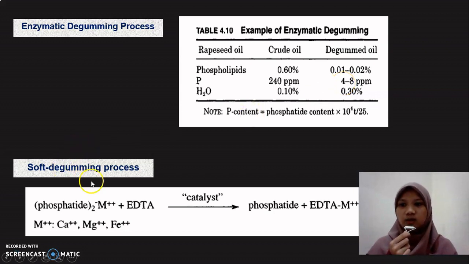And then for soft degumming, okay, in here we can see that the phosphatide is attached to the cation. Okay, when we add EDTA, the phosphatide will be freed from the cation, and the EDTA will be attached to the cation.